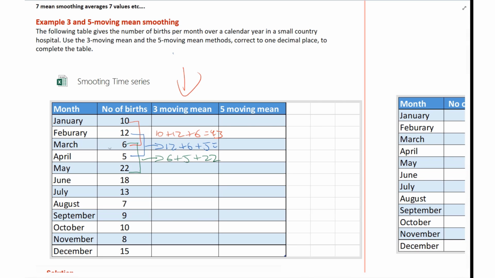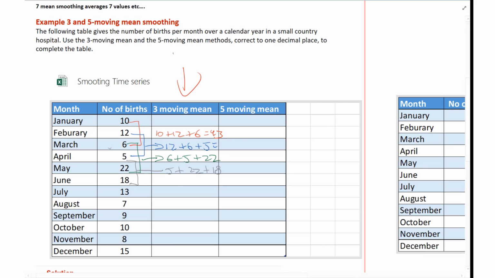And let's do one more. I'm going to go April, May, June. You can see what it means. It's a little bit messy. But that one there, April, May, June, I'm going to go 5 plus 22 plus 18. Okay? And you do that for all of them.